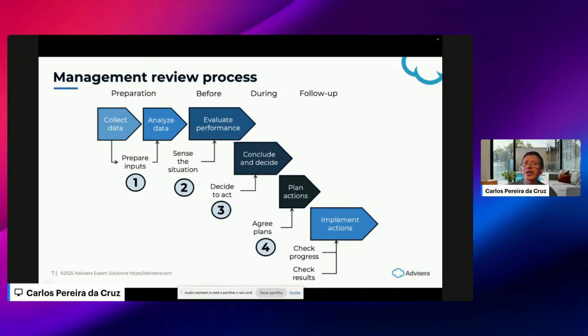Now, the organization should keep records, okay? Without records, organizations have no memory, and without memory, organizations can't learn. By the way, this record here is mandatory, okay?